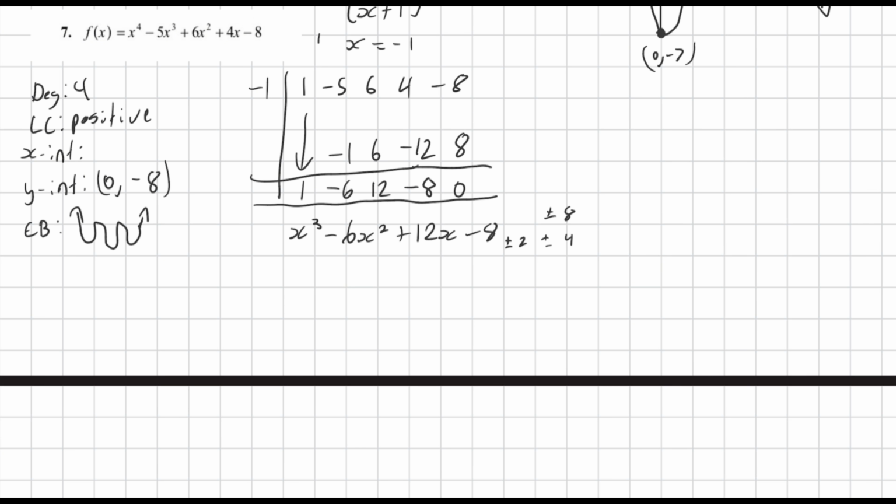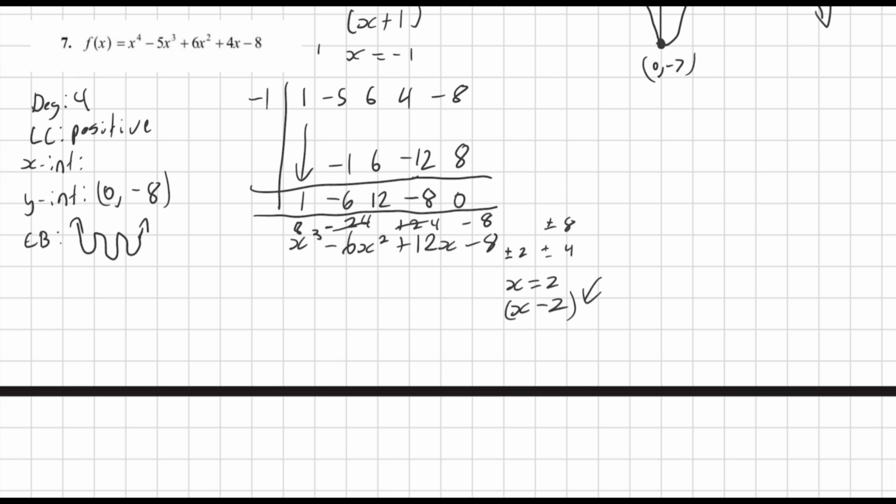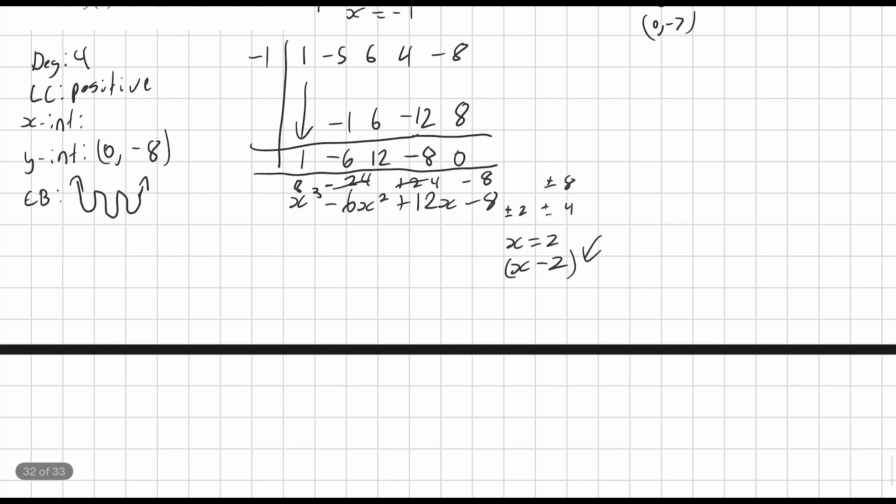Okay, so let's try 2. 2 cubed is 8. 6 times 2 squared, which is 4, is 24, so -24, plus 12 times 2, -8. So we know that these are going to cancel out, and then we just have 8, -8, which is 0. So we know that the answer here is x equals 2, or x minus 2. So that's another factor here. So we have a factor here, and we have a factor here.